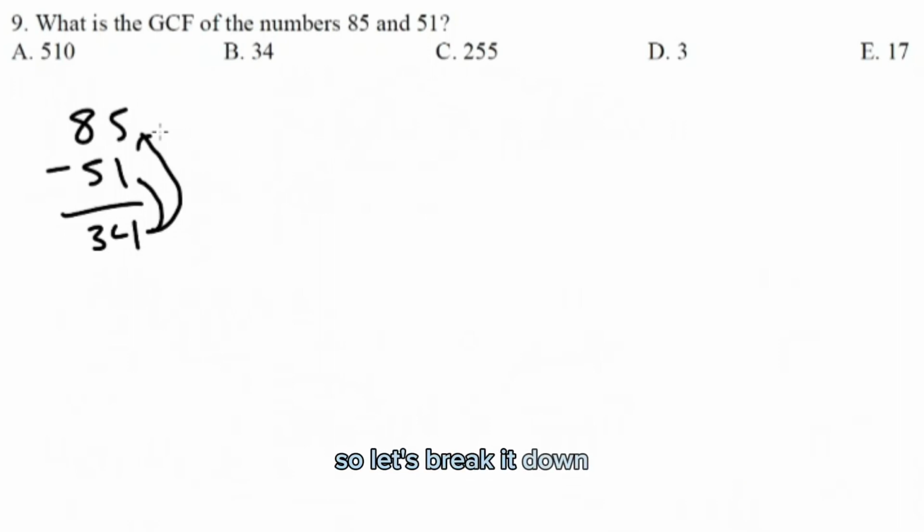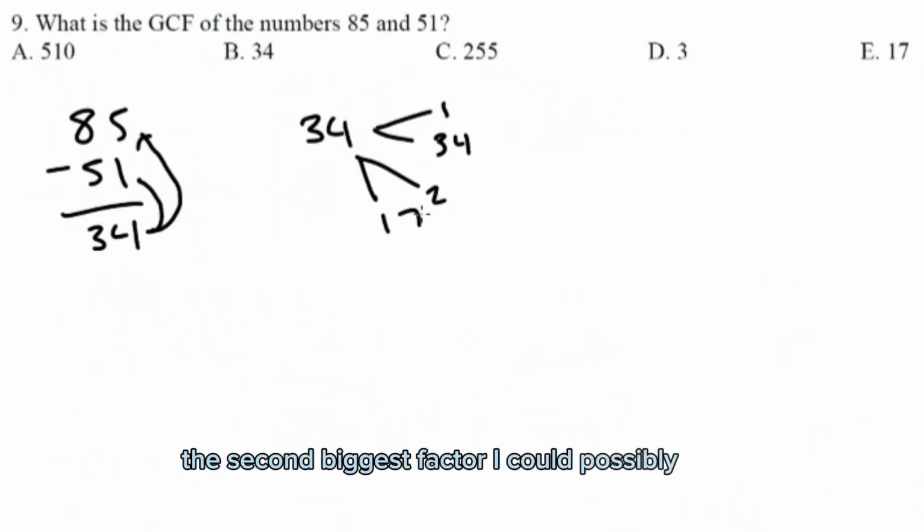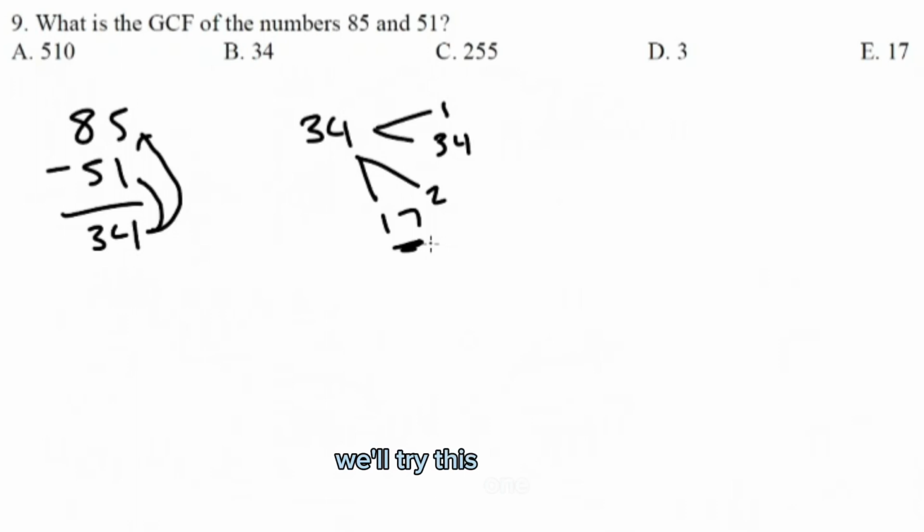So let's break it down. 34 obviously has 1 and 34. It has 2, 17, and many more. Now, since this is the second biggest factor it could possibly have, which is 17, we'll try this one next. So, 17. Does 17 go into 51? Yes. 17 times 3 is 51. Next, does 17 go into 85? Yes. 17 times 5 is 85. So the GCF of the numbers 85 and 51 is 17, and that's your answer.